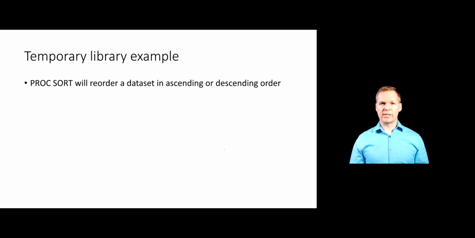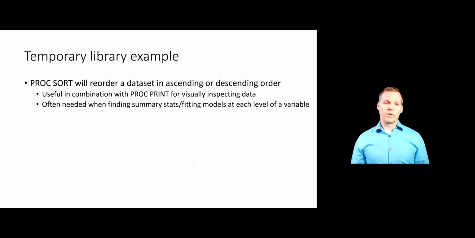So let's look at an example of using the temporary library and actually creating a dataset to go in there. A very common procedure that we're going to use to reorder the rows of our dataset, or reorder the observations, is proc sort. This is very useful whenever you want to view your dataset in a different way or do what's called by group processing. So you can often do a proc sort and a proc print to print out your dataset with certain observations coming first. And again, if you're doing by group processing, you would sort your data and then find the summary statistics by every group of a certain variable.